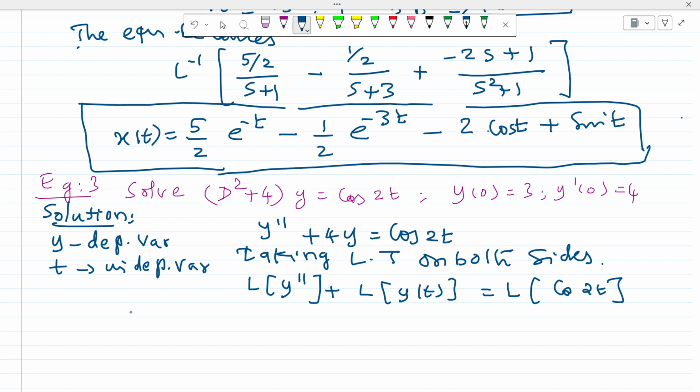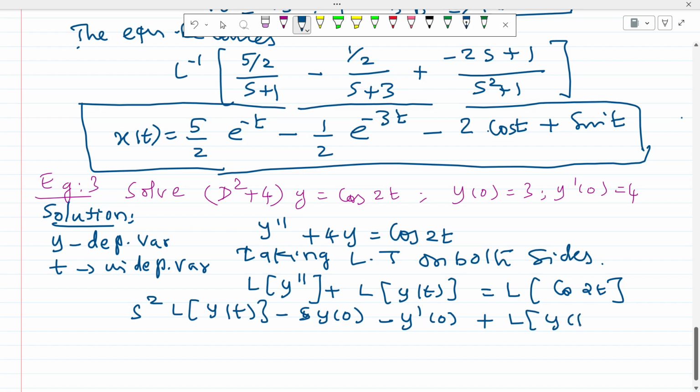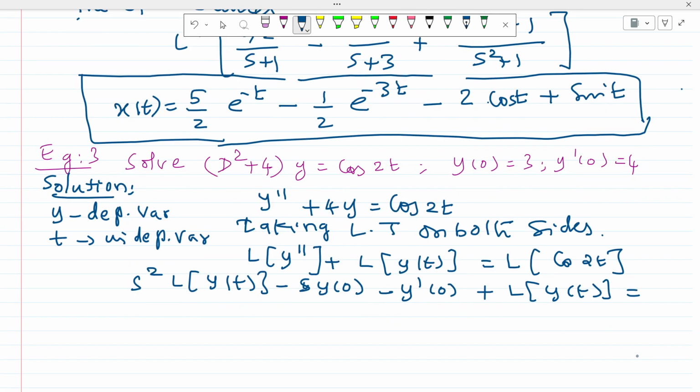So L of y double dash is s square L of y of t minus s into y of 0 minus y dash of 0, plus 4 L of y of t equal to L of cos 2t. What is L of cos 2t? Not 2 by, it is s by s square plus 4.